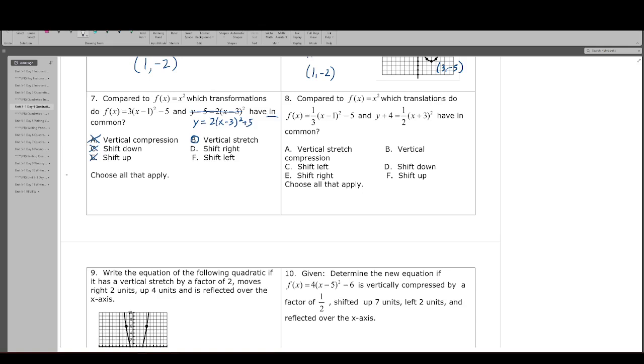Shifted to the right. I have x minus 1 and x minus 3. Those are both to the right, which means they're not to the left. So we have B and D as our correct answers.